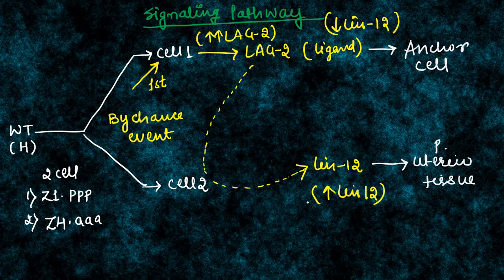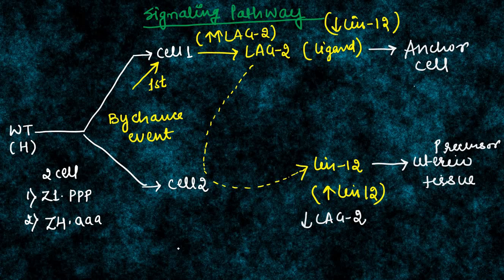So always remember that the cell which has lin-12 in a very high concentration will have the fate to convert itself into the precursor for the uterine tissue, and the cell which has a low concentration of lin-12 will have the fate to convert itself into the anchor cell. Here we have seen that the cell which is producing lag-2 will have less lin-12. Similarly, the cell which is producing lin-12 will have a low amount of lag-2 production.